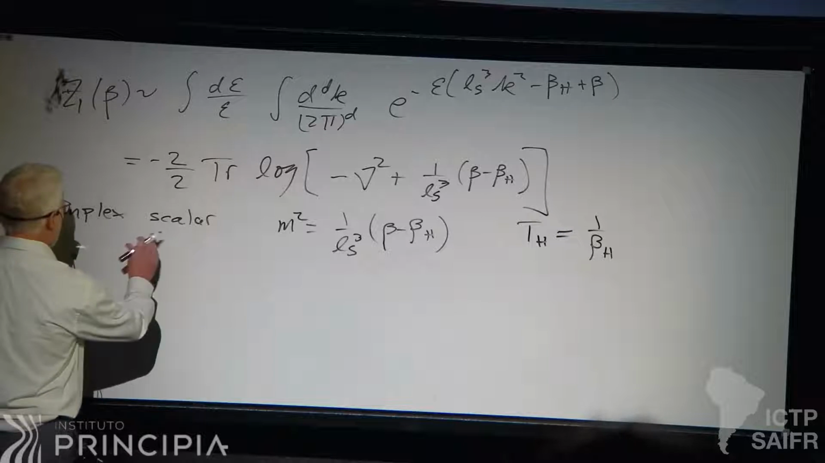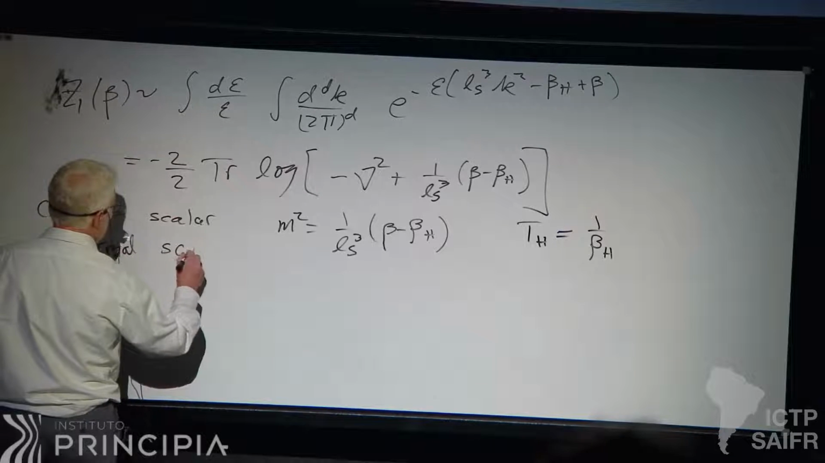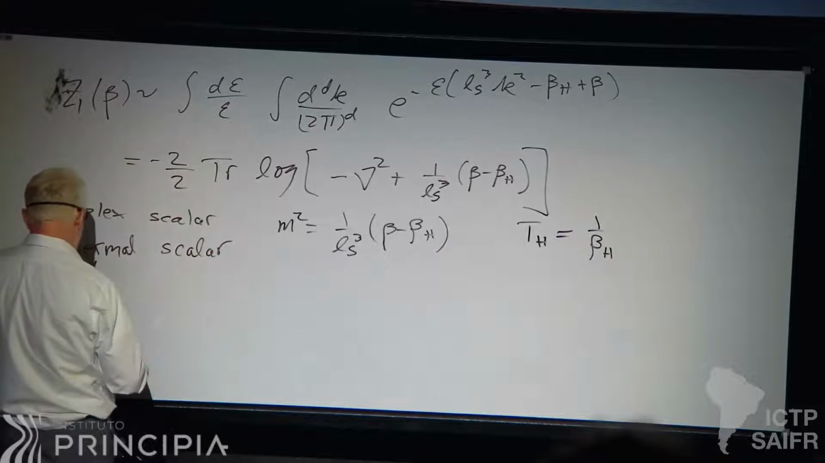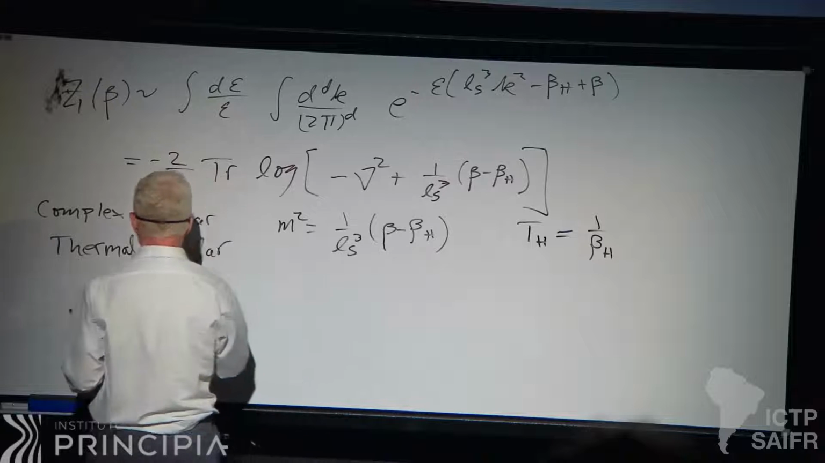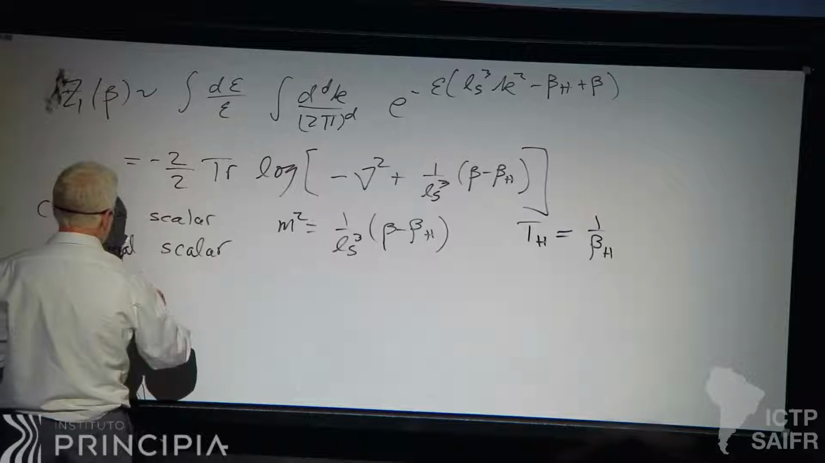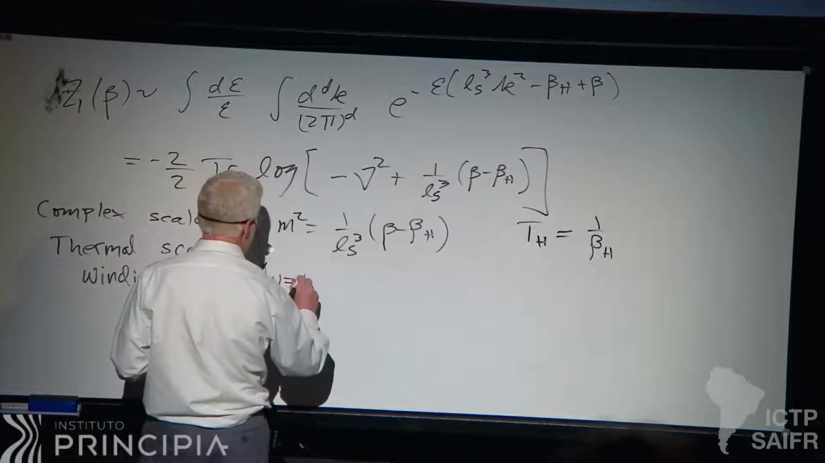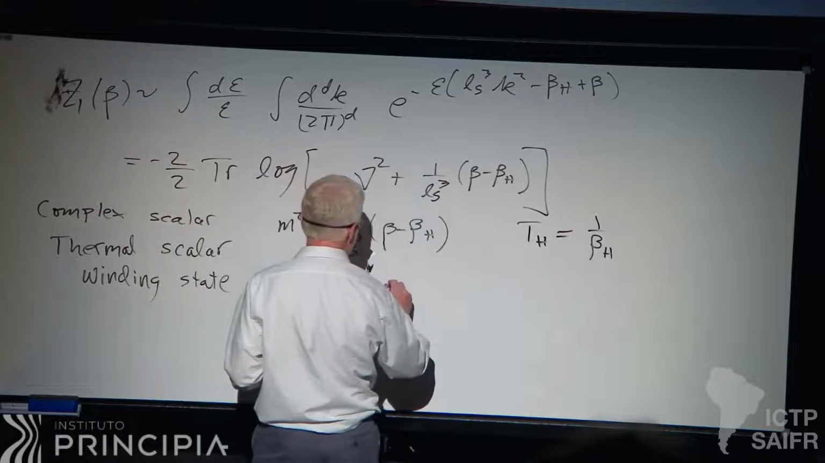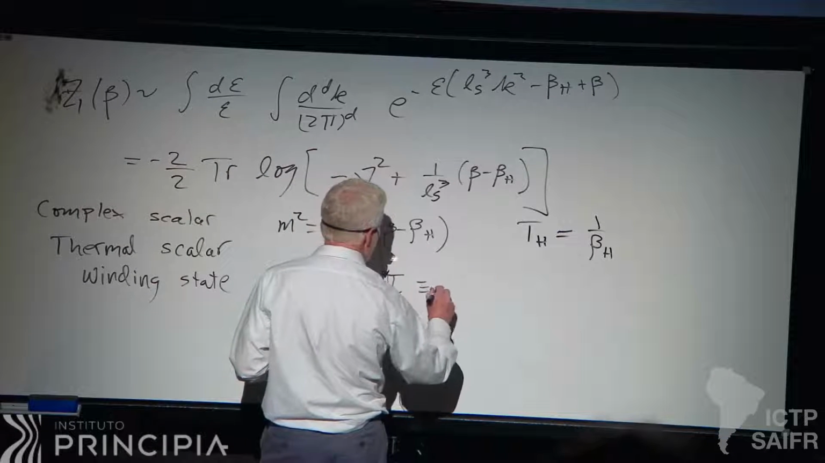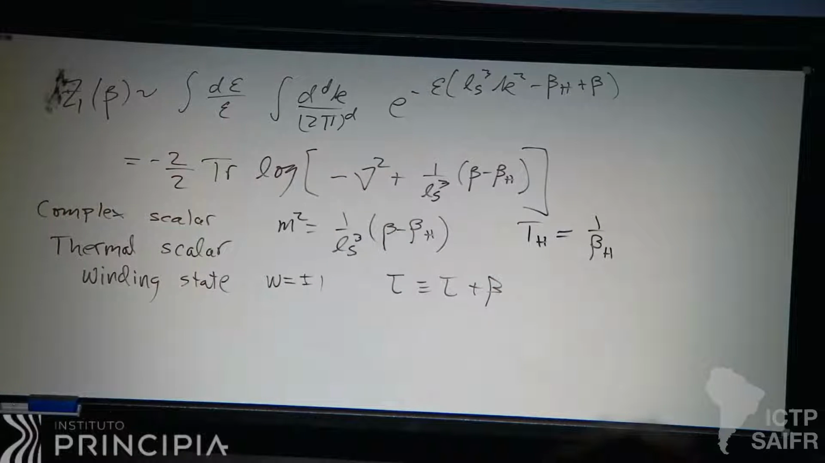So anyways, this complex scalar is sometimes called a thermal scalar. And we can think of it as a winding state with winding plus or minus 1 around a thermal circle. We'll call this tau, which is identified with tau plus beta. All right, so let's start with string theory. Let's start with type 2 string theory.